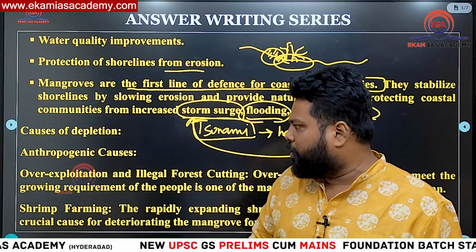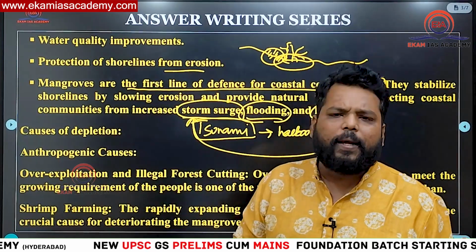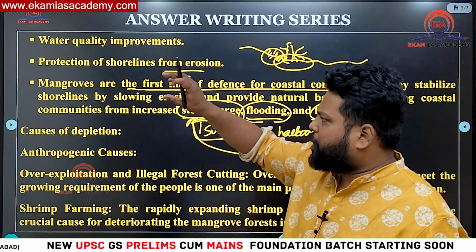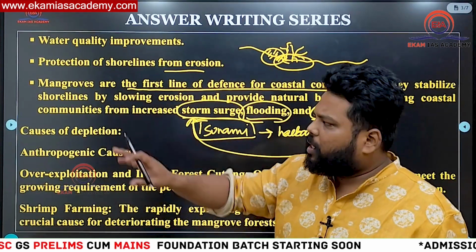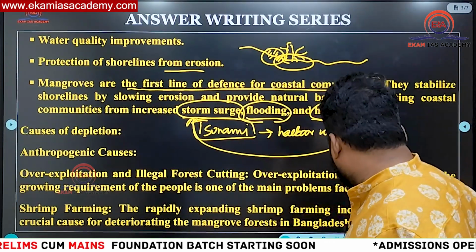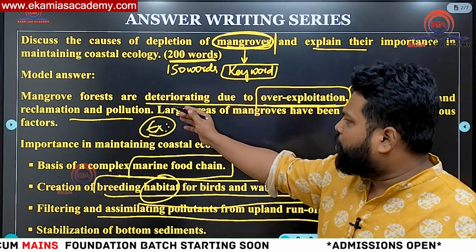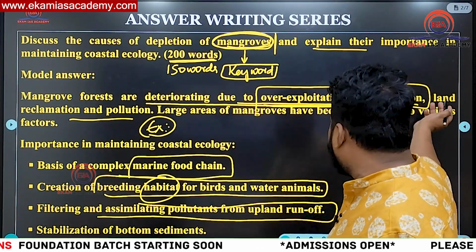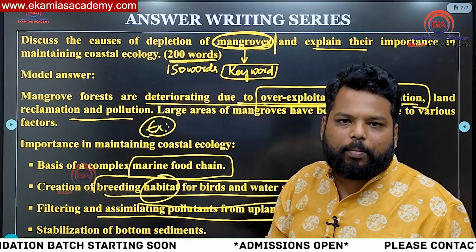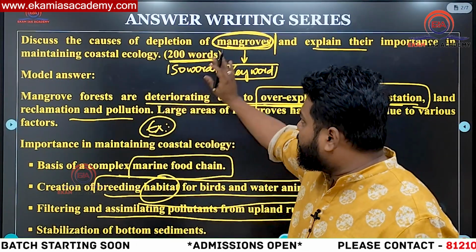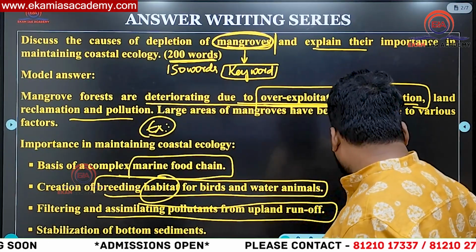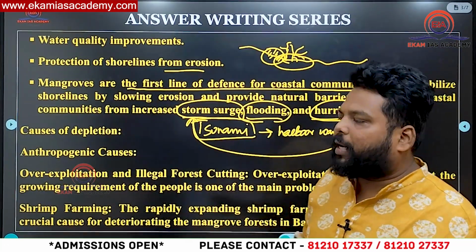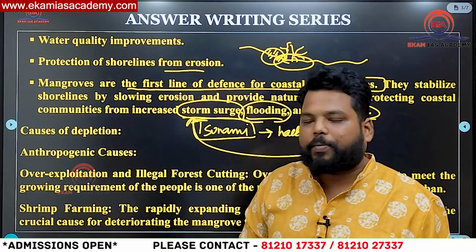Coming to the causes of depletion, generally in the introduction you have just given an overview. When you don't know the definition, you just give an overview within the introduction. If you could see, mangrove forests are deteriorating due to overexploitation, deforestation, land reclamation and pollution. This you will write only when you don't know the right definition of the mangroves. So despite writing this, you have to elaborate the causes of depletion as such.